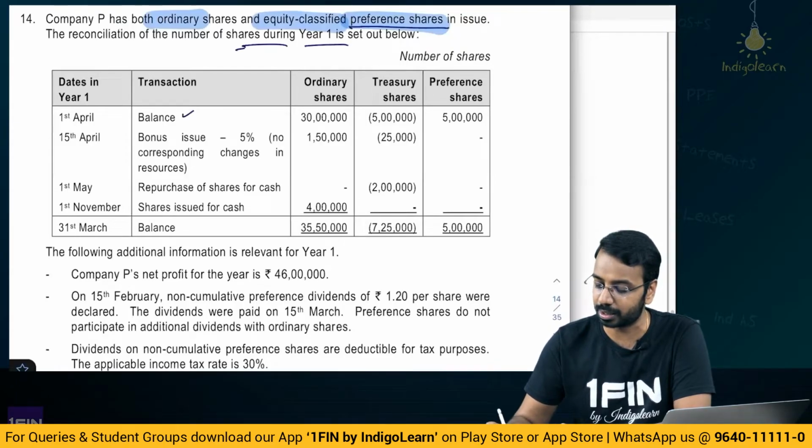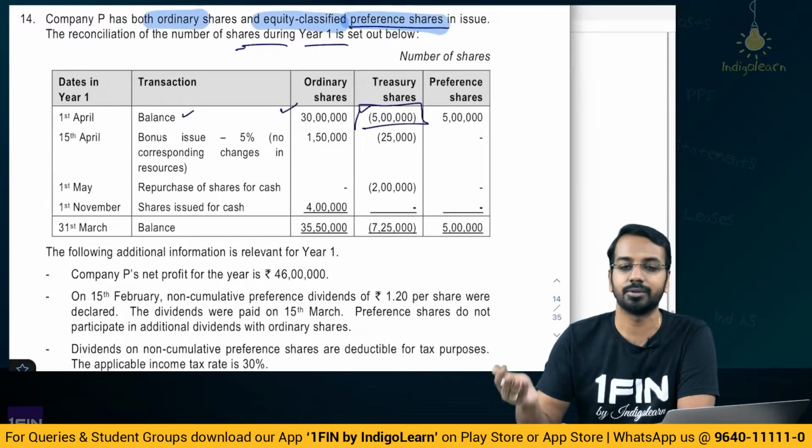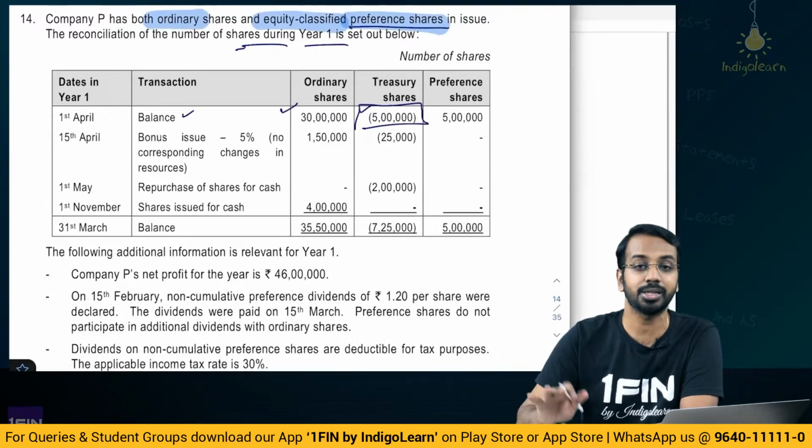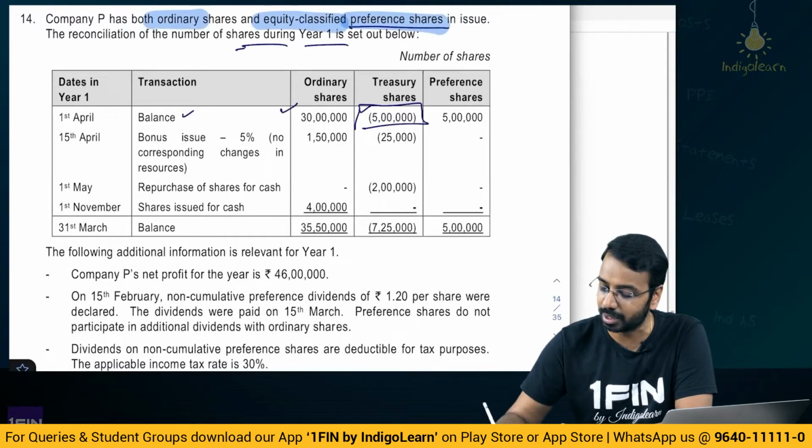Opening balance: 30 lakhs ordinary shares, 5 lakh treasury shares. Treasury shares are what? Shares which are held by the company, their own equity shares. So, what is the number of shares actually outstanding? 30 lakhs minus 5 lakhs, it is only 25 lakhs.